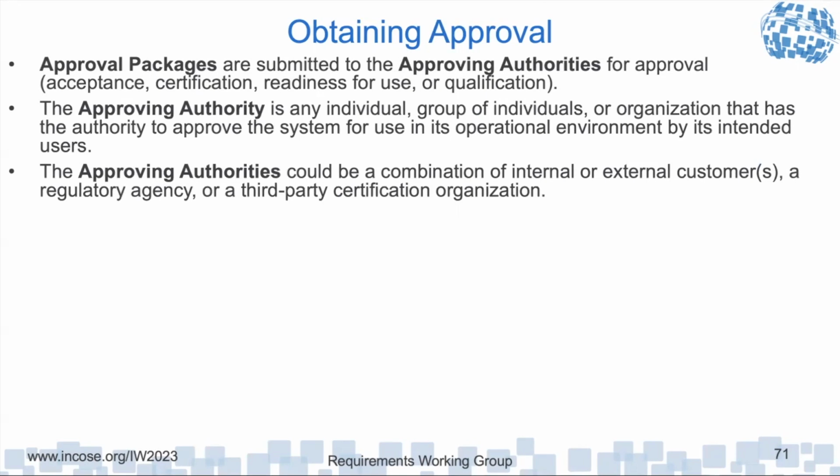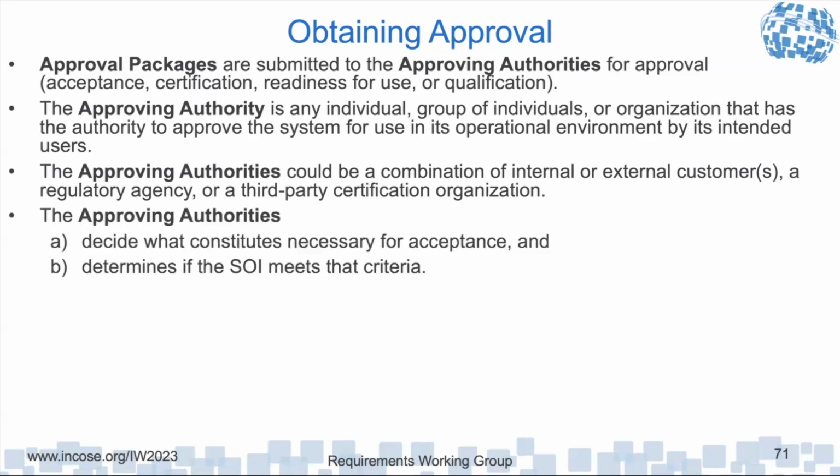For a lot of the ISO standards dealing with processes, a lot of times an organization will come in and certify that the organization is compliant with this group of standards. That's a valuable certification to have. And then suppliers can put that in their proposals that they have the certification, so that can be used as evidence that they have met quite a few of the standards and regulations maybe the customer is requiring. The approving authorities decide what's necessary for acceptance and determine if the system of interest meets that criteria.